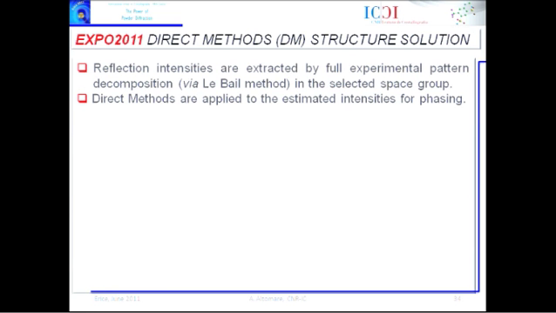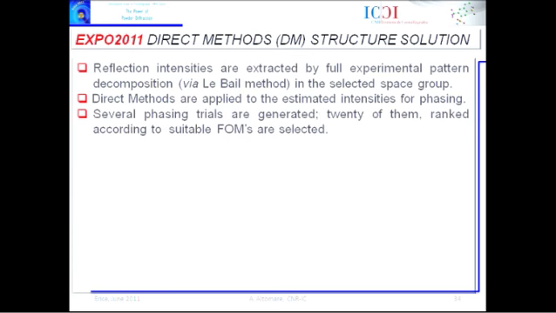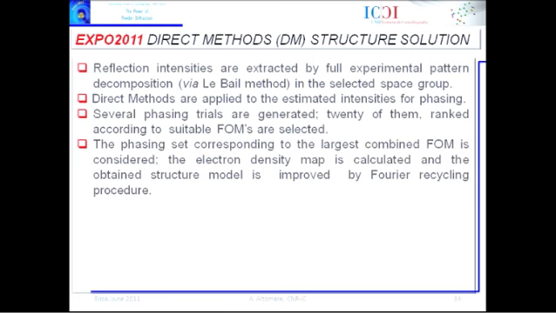Carmelo Giacovazzo has spoken about the direct methods this morning. Several phasing trials are generated. 20 of them are stored and ranked according to some figures of merit. The phasing set corresponding to the largest combined figure of merit is automatically selected for the next electron density map calculation, and then the model in the map is searched and optimized by the Fourier recycling procedure.